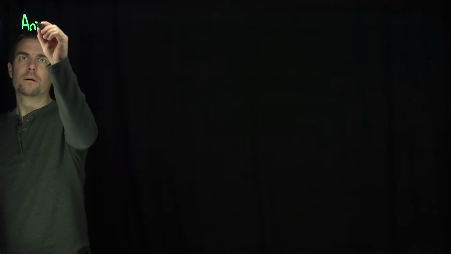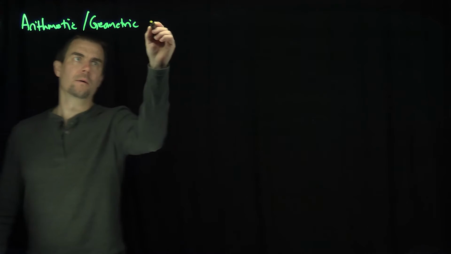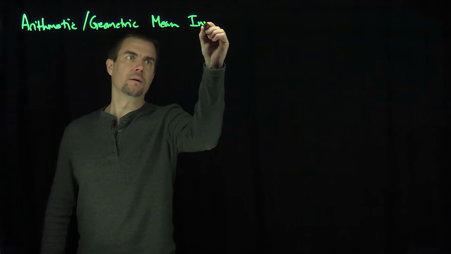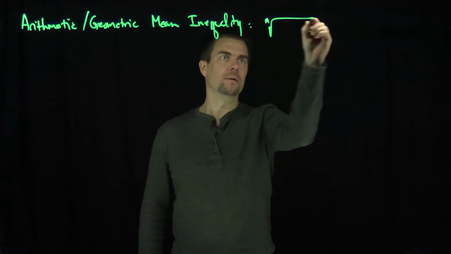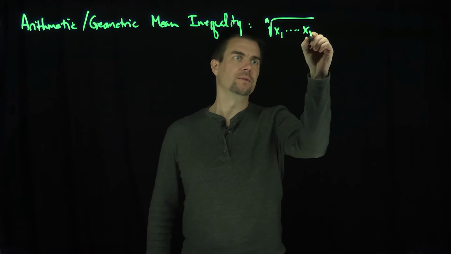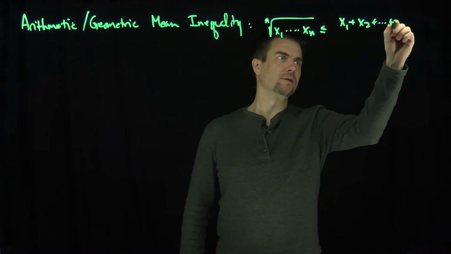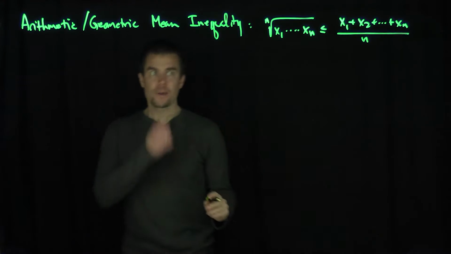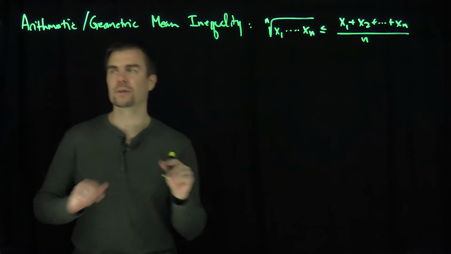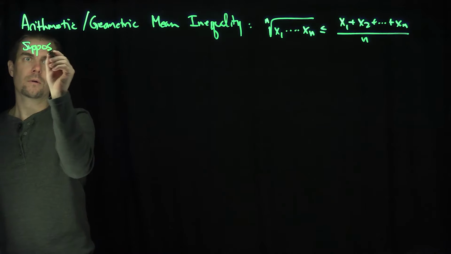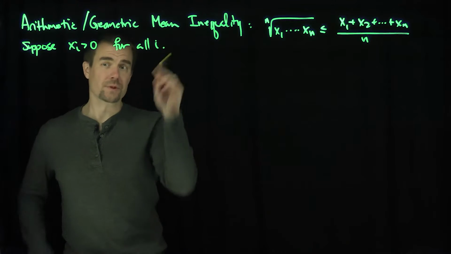The arithmetic-geometric mean inequality states that if I look at the geometric mean, the nth root of x1 times through xn, that is always less than or equal to the arithmetic mean, x1 plus x2 plus through xn over n. We're going to assume that the x1 through xn are non-negative. In particular, we'll just assume they're positive for simplicity. So suppose that xi is greater than 0 for all i, just for simplicity in my calculation.